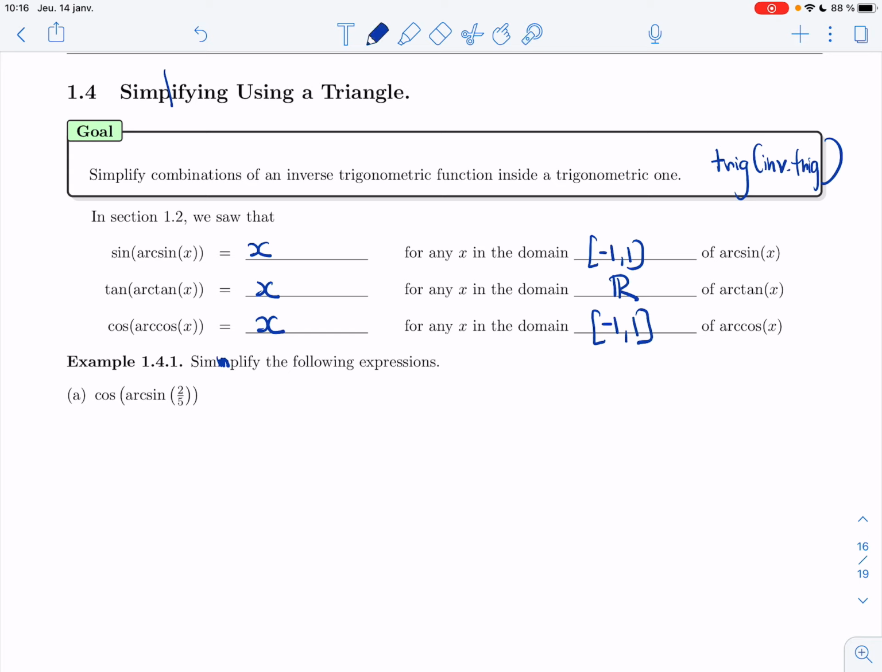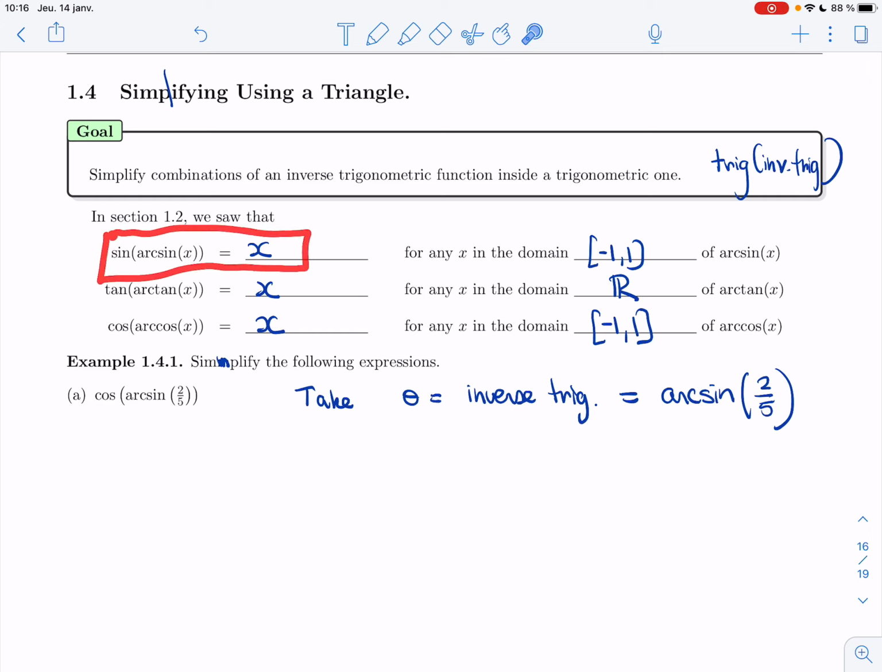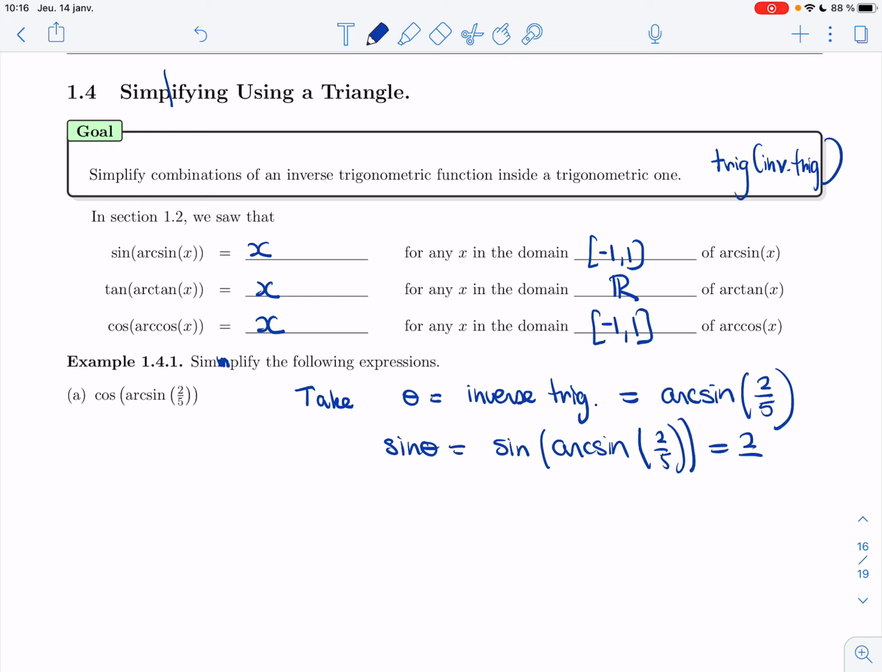All right, so here's the way I like to do it. I'm going to take theta to be the inverse trig. In this case, I'm going to take theta to be arcsine of 2 on 5. Like we said here, if we had sine of arcsine, it would cancel. So I know that sine of theta, that would be sine of arcsine of 2 on 5, sine and arcsine cancel, I get 2 on 5. All right, it's not the question I was asked. I'm answering a different question.